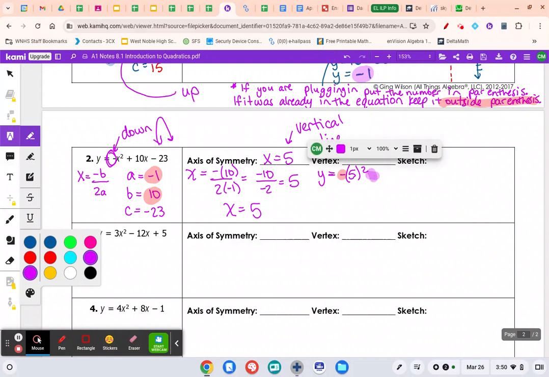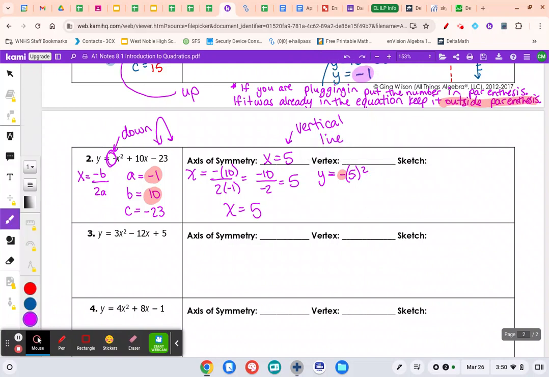And then finish it out. Plus 10 times 5 minus 23. So this gives us negative 25 plus 50 minus 23, which means that y is equal to 2. Once again, you could just use your calculator. These two work together to create the vertex point 5, 2.